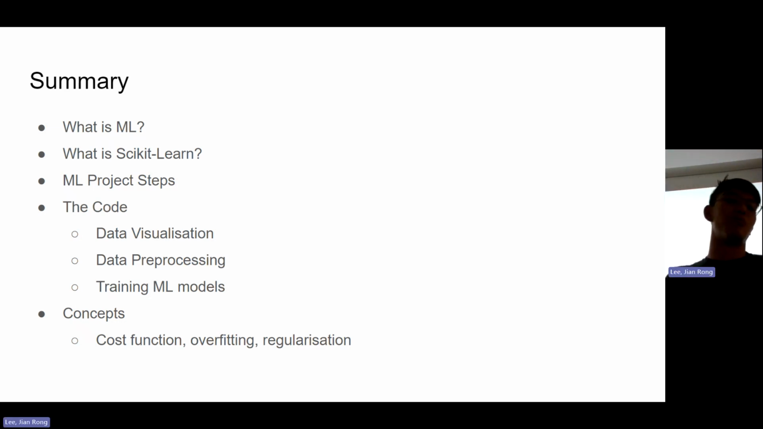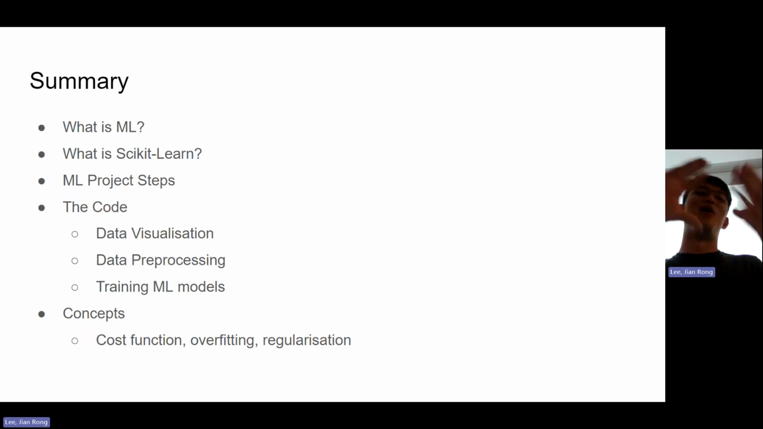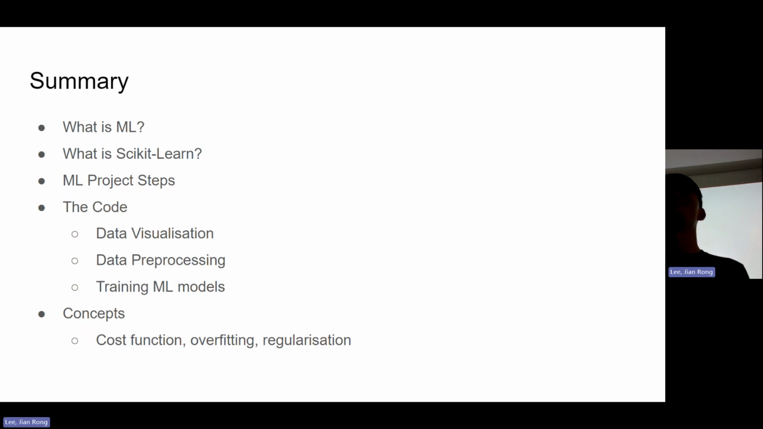Some machine learning concepts that we learned were cost function, basically the root mean squared error. We learned about what overfitting is, which is where your model overfits to the training data and doesn't generalize well to data it's not seen before. And lastly, we learned about regularization, which is controlling your model, limiting its power basically, to help it generalize better to unseen data.